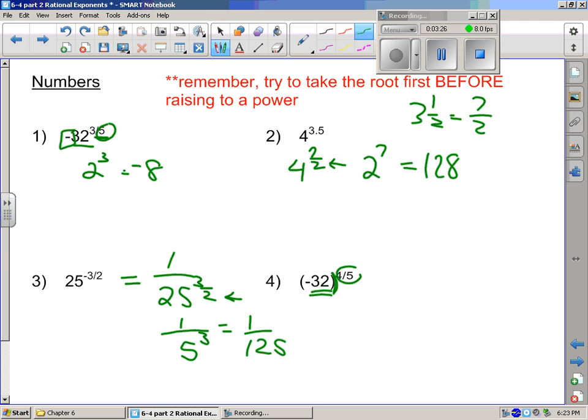So we take the fifth root of negative 32, and that's negative 2, and then raise that to the 4th power. Now that's even. So I want to put parentheses around that because all of it is taken to the 4th power. So negative 2 times negative 2 times negative 2 times negative 2, still positive, is 16. Cool. All right, so be careful with the negative signs. Those are going to be little buggers.